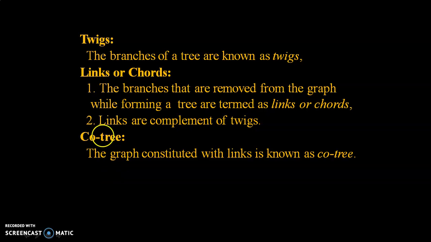Twigs. The branches of a tree are known as twigs. I am repeating it once again. The branches of a tree are known as twigs. Links or cords: what is that? The branches that are removed from the graph while forming a tree are termed as links or cords. Links are complement of twigs. Core tree: the graph constituted with links is known as core tree.